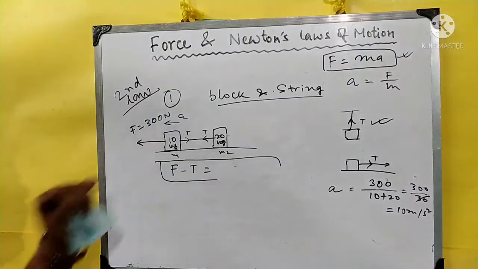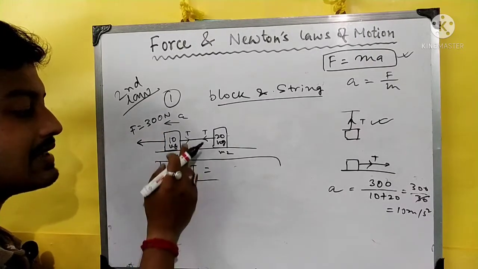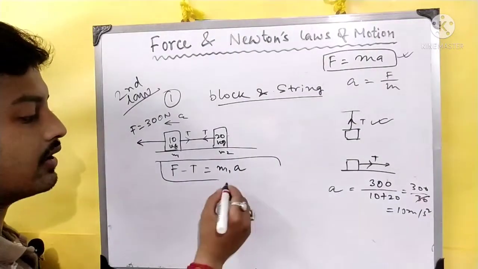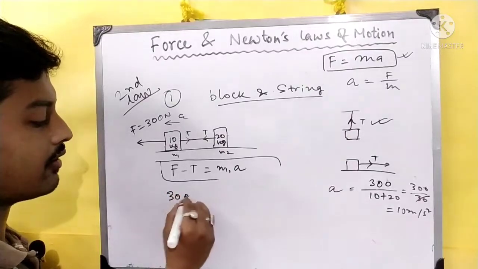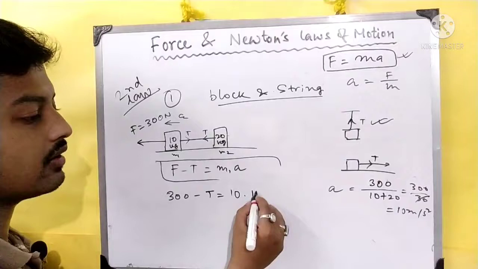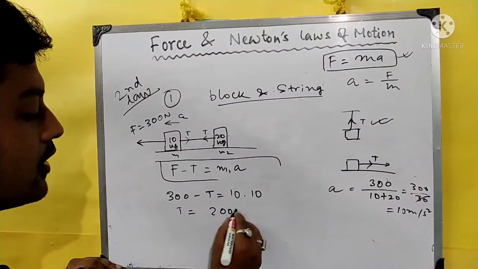Okay, so force and acceleration having the same direction, force will be greater. So F minus T will be m1 into acceleration. So what will be the value? 300 minus T equals m1 into 10. So tension will be 200 Newton.